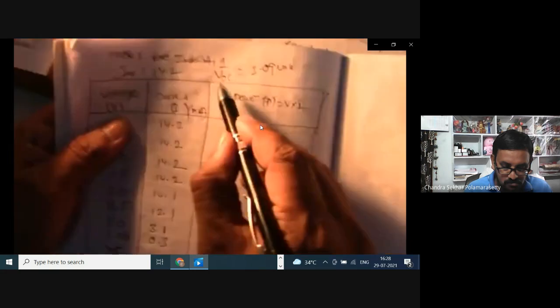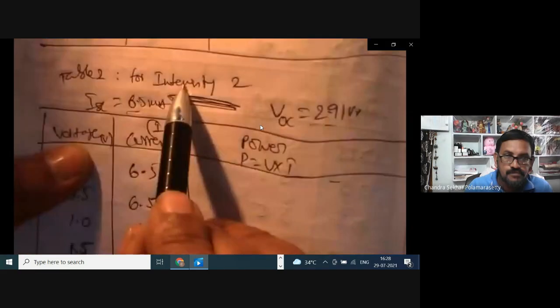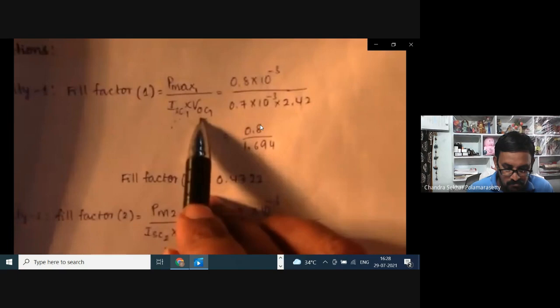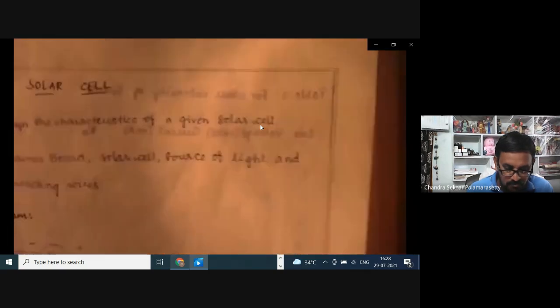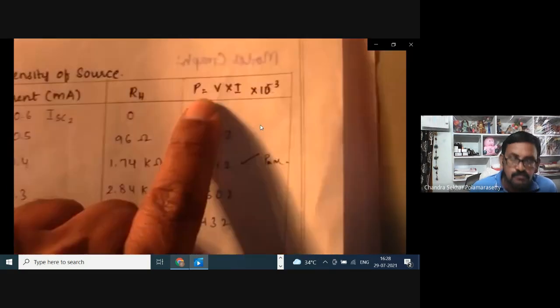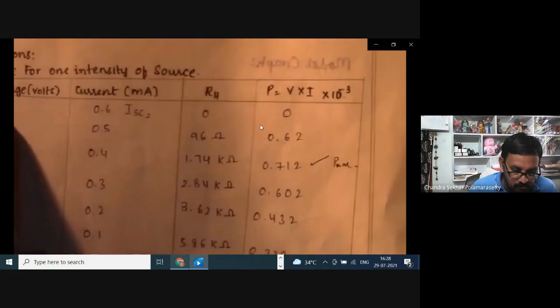Okay, students. Now let me explain. Yes, these are already taken readings, students. These are another set of readings which we already took. So this is for intensity 1 and this is for intensity number 2. Now, how to draw the graph? In this way, you have to draw.